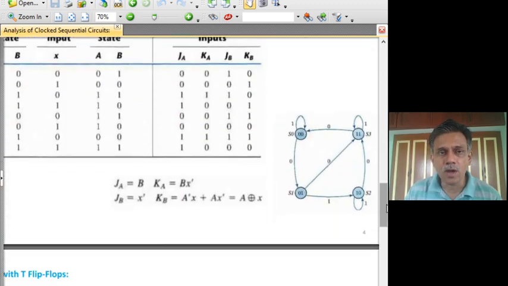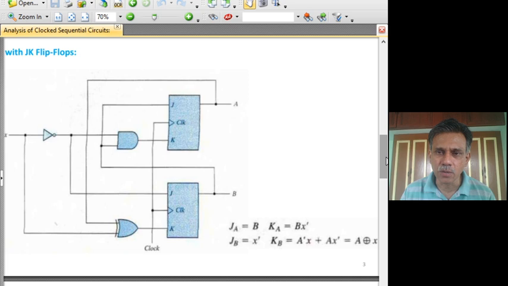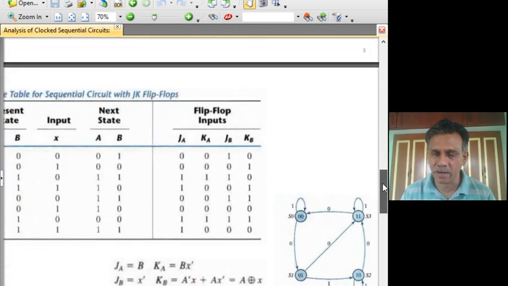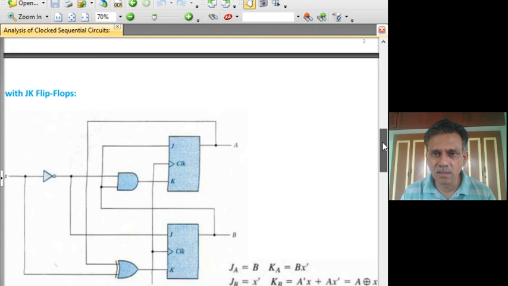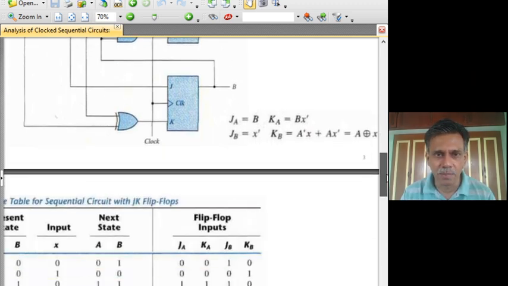So far we are looking at a problem which is called analysis. What do we mean by that? Given a circuit, how do we analyze it to find out the output sequence for a given input sequence? For that you need the state table and the state graph. So analysis is all about looking at a circuit and coming up first with the state table and then with the state graph.